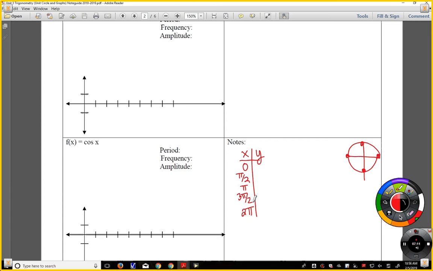But this time your y value is the cosine calculation. So at 0 right here, the cosine at that position is the x-coordinate. The x-coordinate at that position is 1. So this starts at 1 instead of starting at 0. Okay? The cosine at pi over 2 is 0. The cosine at pi is -1. The cosine at 3 pi over 2 is 0. And the cosine at 2 pi is 1 again, okay, because you're back at the beginning.